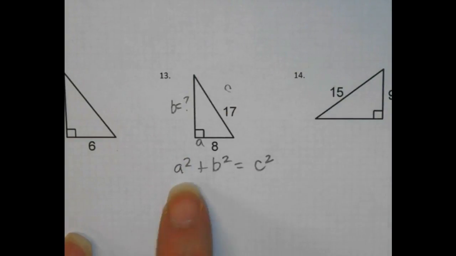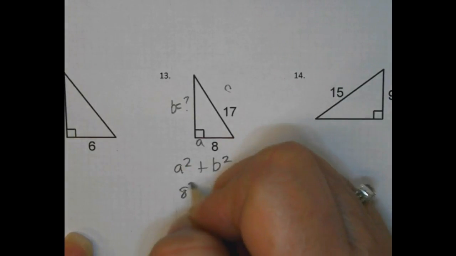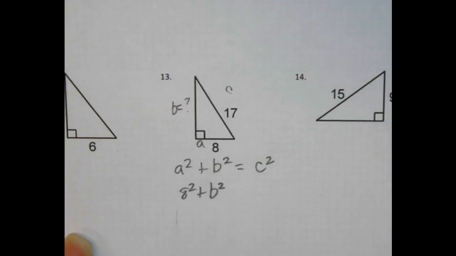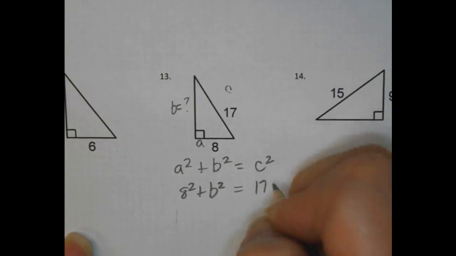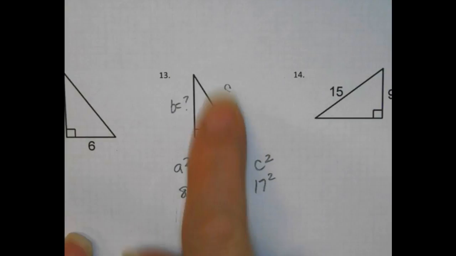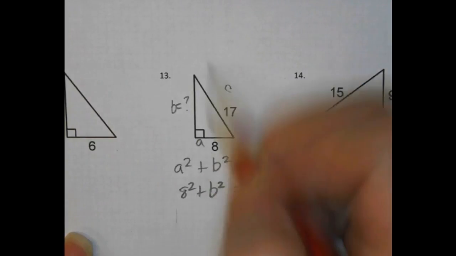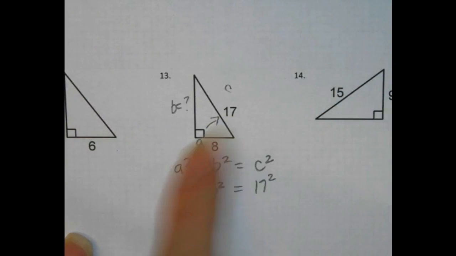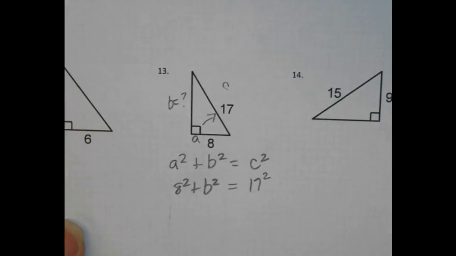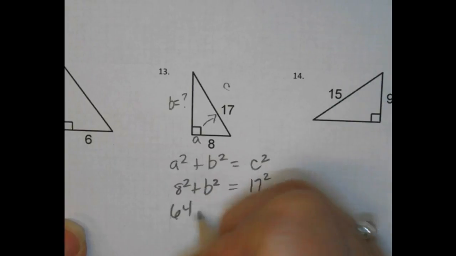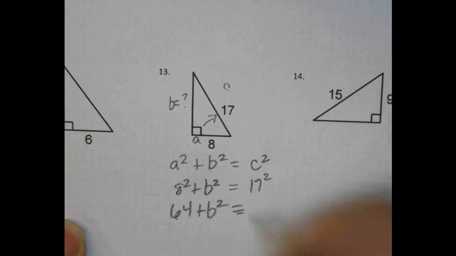And it's still going to work. What is my a? 8. So I'm going to say 8 squared plus b squared, because I don't know what b is equal to, equals what squared? 17 squared, right? Because in place of c, I know it's 17 because it is the hypotenuse, or the side directly across from the right angle of this right triangle. Okay, can I still solve this? So what is 8 squared? So I have 64 plus b squared is equal to, what is 17 squared?